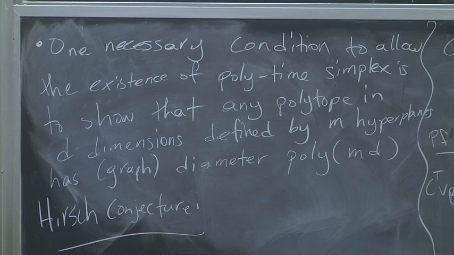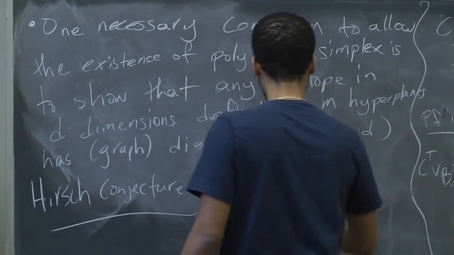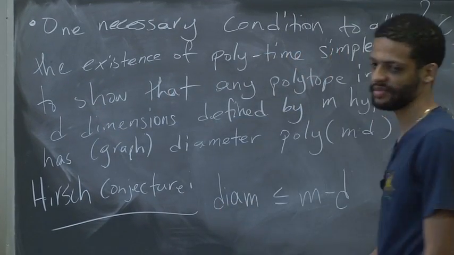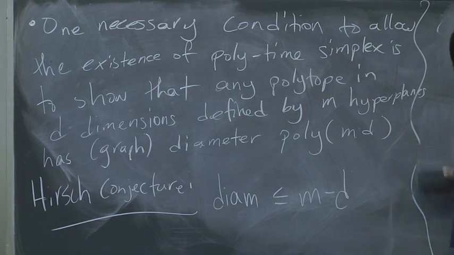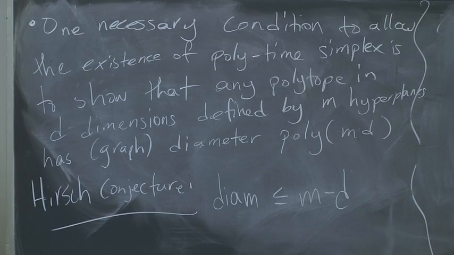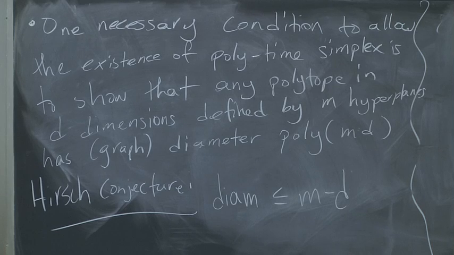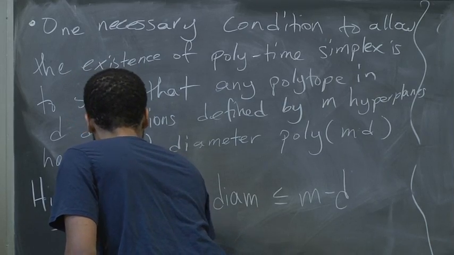Who's heard of this, by the way? I'm just out of curiosity. Has anyone heard of the Hirsch conjecture? Okay. So is that the diameter is at most m minus d. And I forgot exactly when this conjecture was made. Oh, yes, good. So this conjecture was made in 1957.